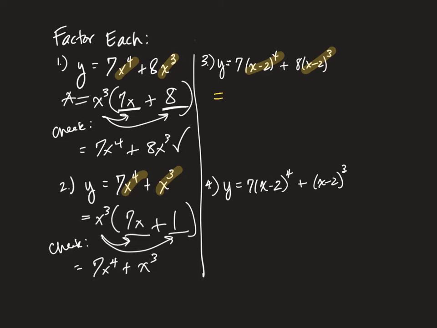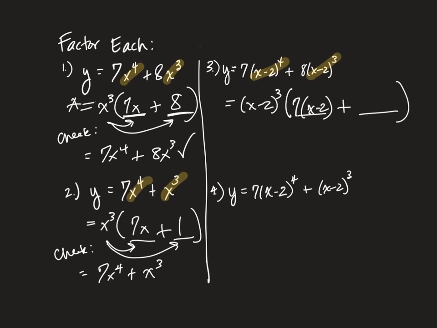I'm going to factor out the common factor of x minus 2 cubed. And again, I'm going to ask the same question. If I think about this as the distributive property, x minus 2 cubed times what will give me 7 times x minus 2 to the fourth? I need a 7 and another factor of x minus 2, just like I did over on the other part right over here.